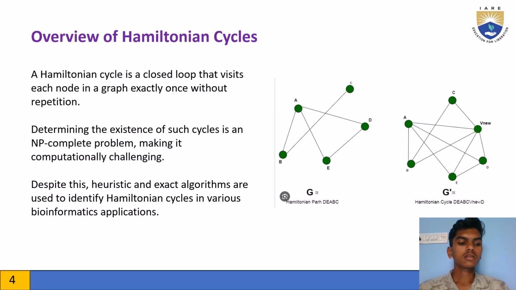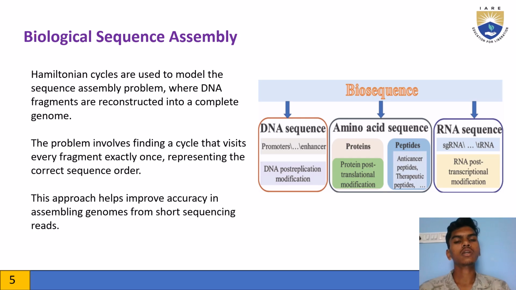And coming to the next slide, biological sequence assembly. Hamiltonian cycles are used to model the sequence assembly problem, where DNA fragments are reconstructed into a complete genome. The problem involves finding a cycle that visits every fragment exactly once, representing the correct sequence order. This approach helps improve accuracy in assembling genomes from short sequence reads.